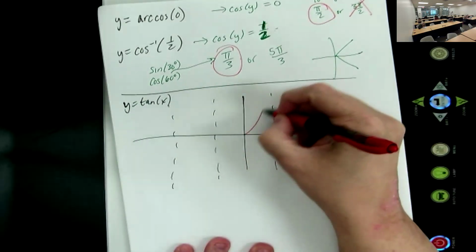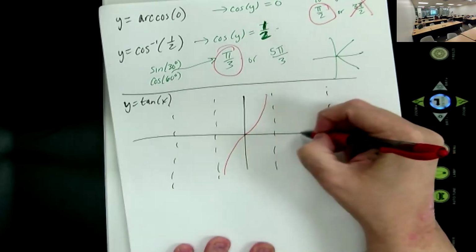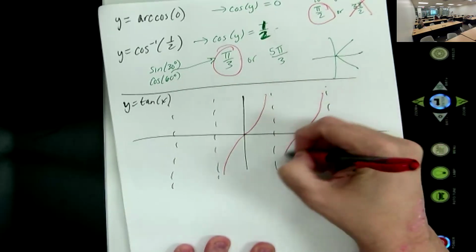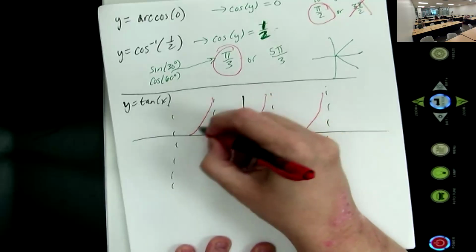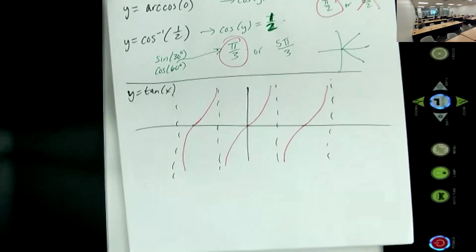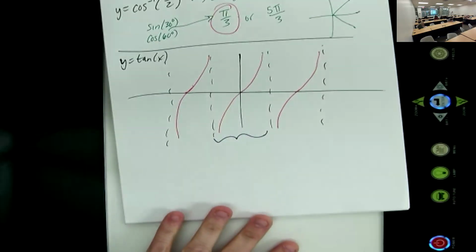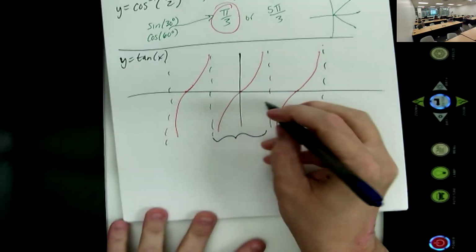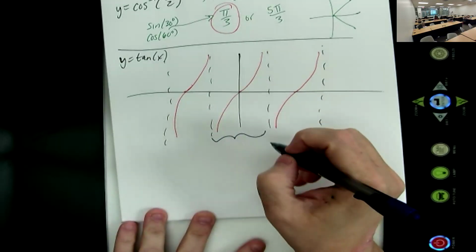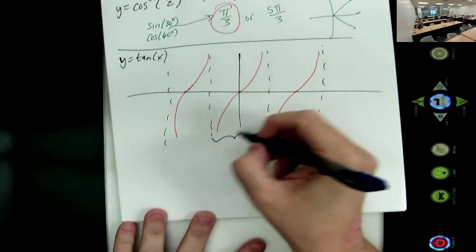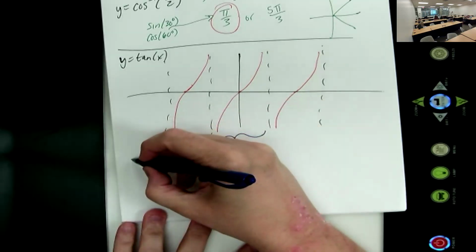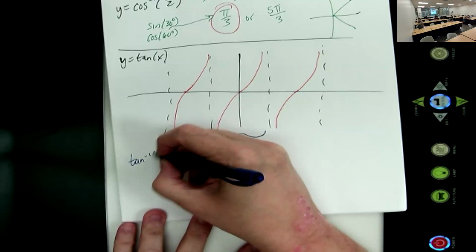Tangent does a lot of these. Remember the graph of our tangent? We're gonna go with the one closest to 0, which means we want this range here. Our tangent's range becomes tangent inverse's domain.